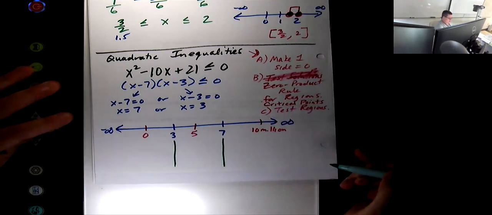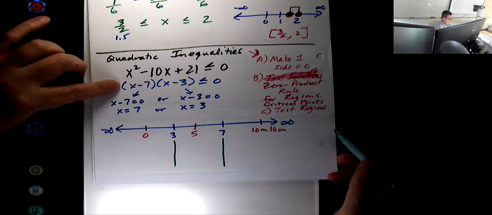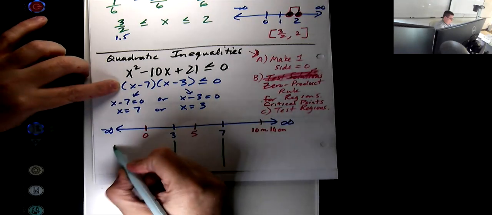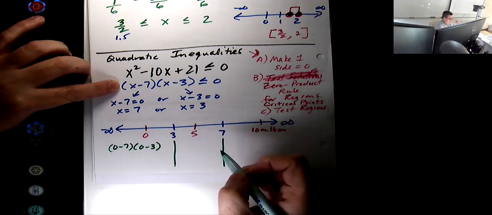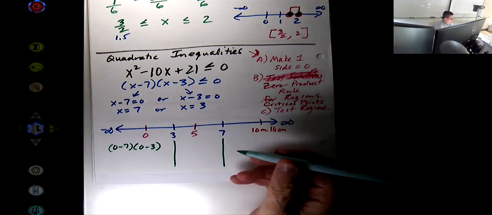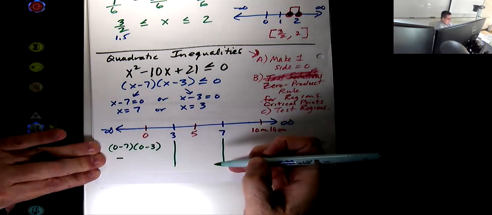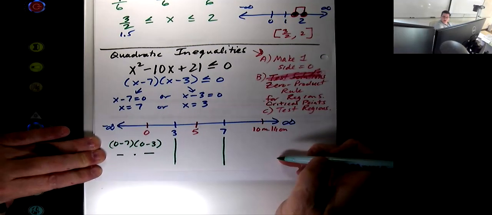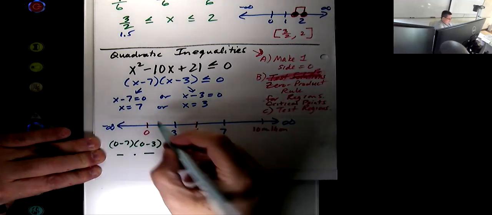So what you want to do in each of these regions is write what these signs are here. On 0, I'm going to do 0 minus 7 times 0 minus 3. I'm not going to calculate what it is. It's not important what the value actually is. 0 minus 7 is a negative number, and 0 minus 3 is a negative number. A negative times a negative makes this a positive region.